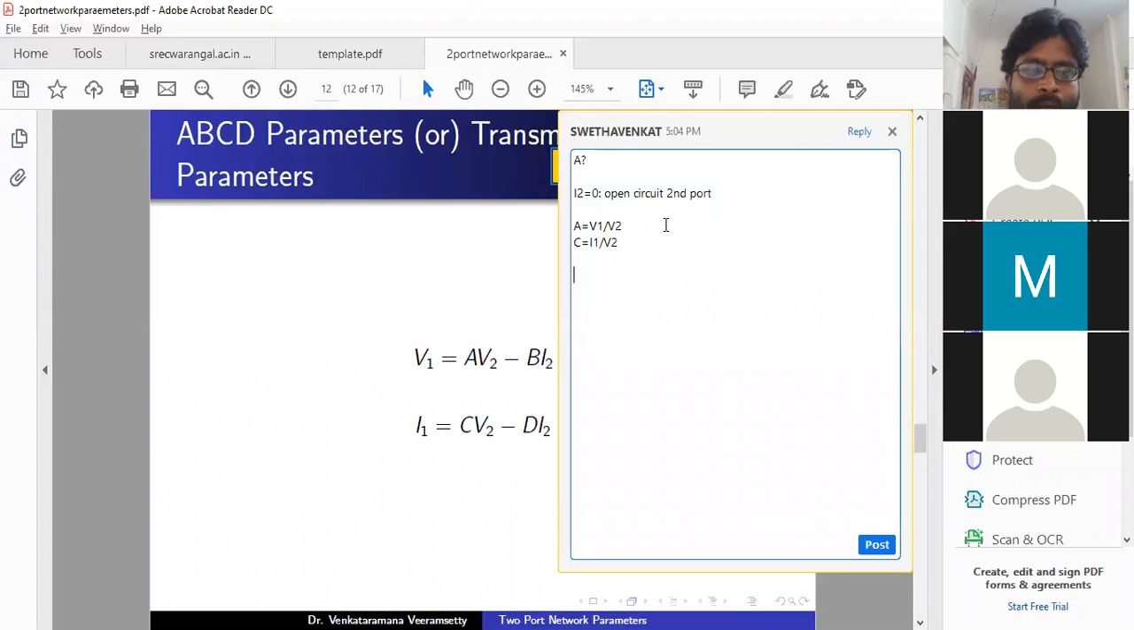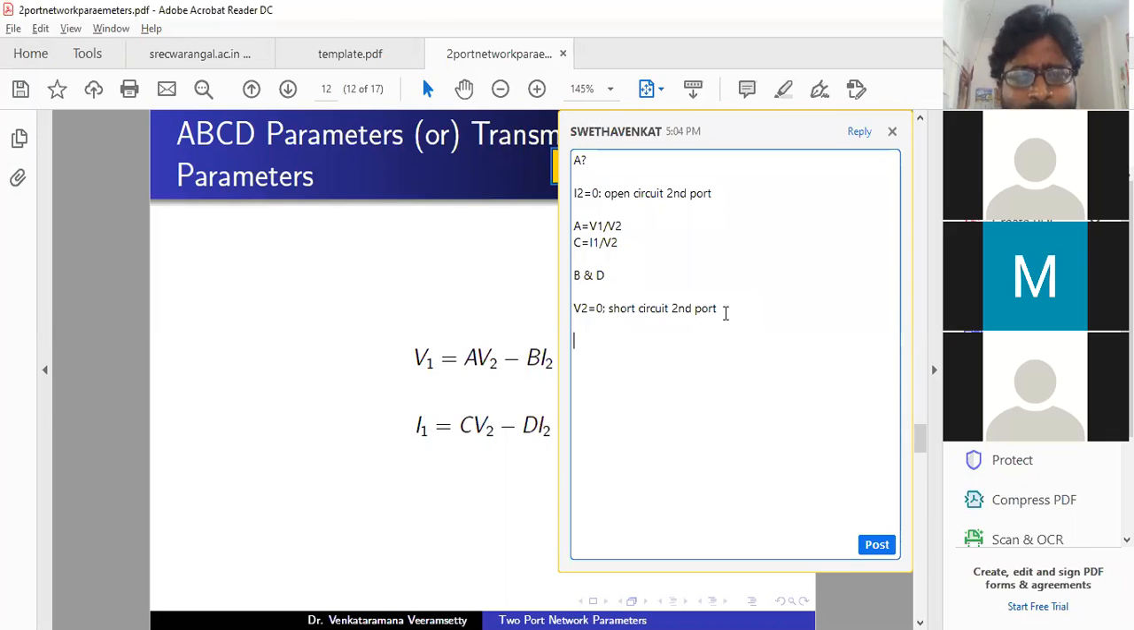Next, if you want to calculate the B and D parameters, we have to make V2 equal to 0. Voltage equal to 0 means a short circuit. So short circuit the second port.